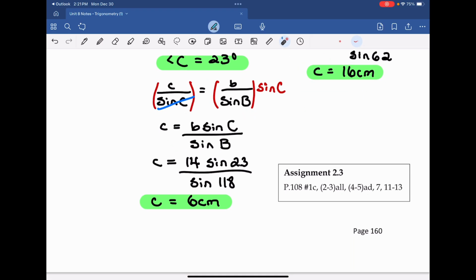Here's your assignment from the textbook. I'll probably even have some additional handouts for you in terms of notes, or just little pointers that I can give you in terms of the sine law and just dealing with the ambiguous case. But make sure you're trying out a couple practice problems on your own, because it is some difficult material. All right, good luck with your practice.